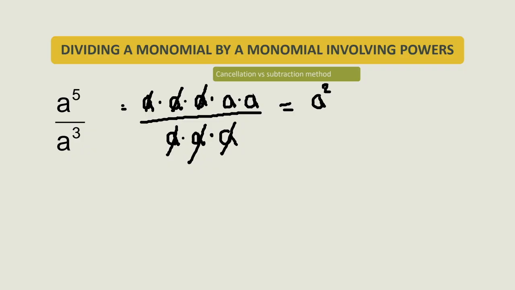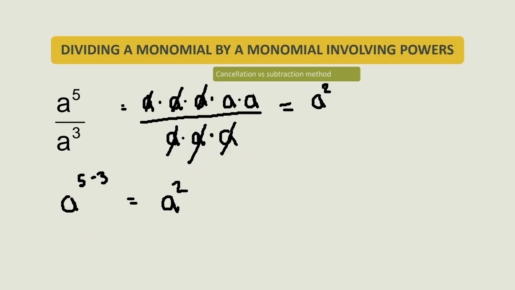But the other way to do this is using what we call the subtraction method. So 5 take away 3. When we have multiplication, we were able to add those exponents, right? So in division, we're actually able to subtract. It's the opposite, which makes sense. 5 take away 3 is going to be a squared. So we have an a to the power of 2, which we also got in the first answer. We can use those exponents and subtract them, and it makes our life way easier.